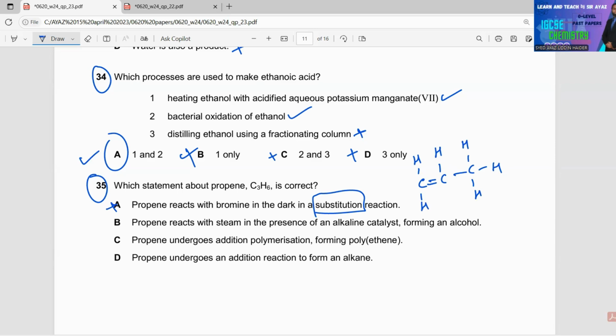B. Propene reacts with steam in the presence of an alkaline catalyst forming an alcohol. No, it must have an acidic catalyst to form an alcohol. This is also incorrect.